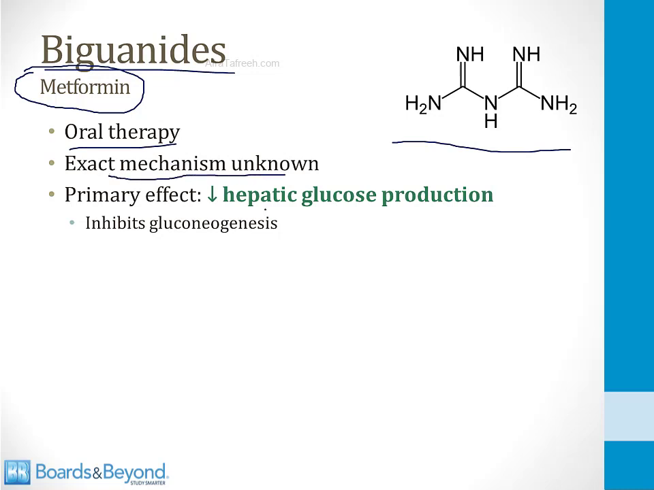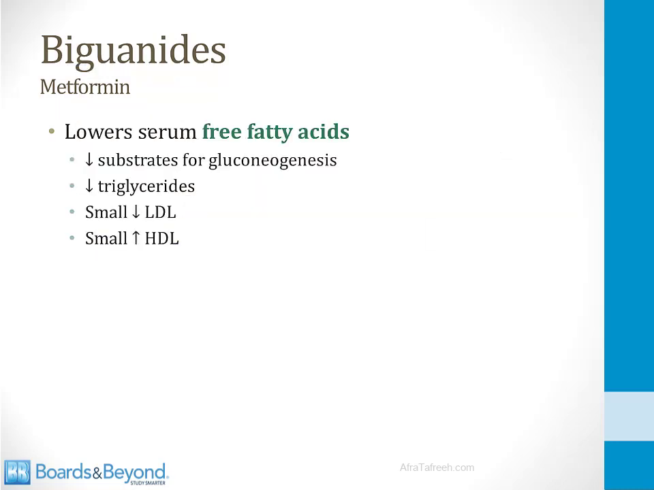Its primary effect is to lower hepatic glucose production. It inhibits gluconeogenesis and therefore lowers the plasma glucose level. Metformin also lowers the serum levels of free fatty acids. This helps control glucose levels because it decreases the number of substrates available to the liver for gluconeogenesis. This also has a modest beneficial effect on the lipid profile.